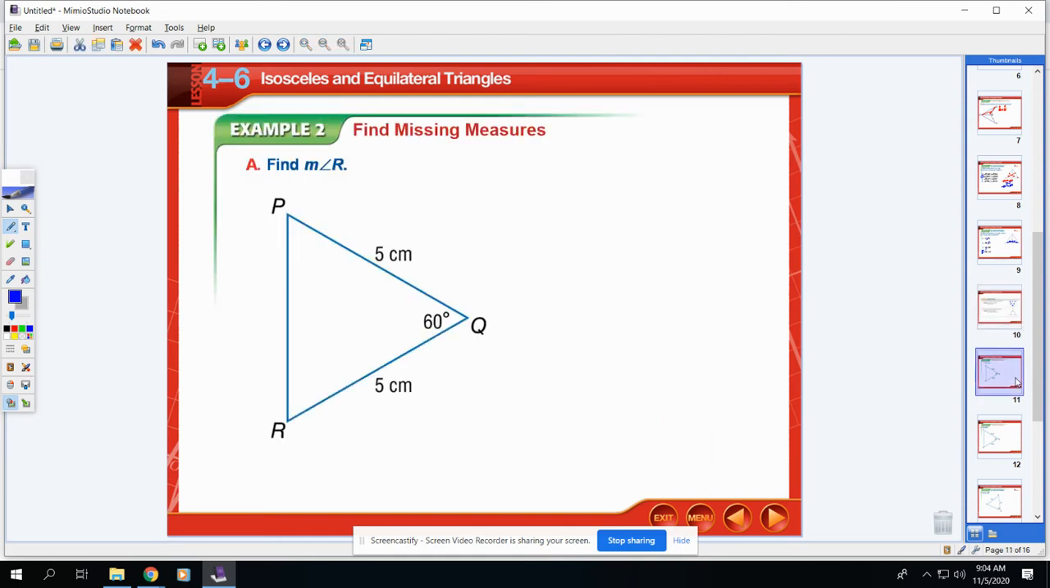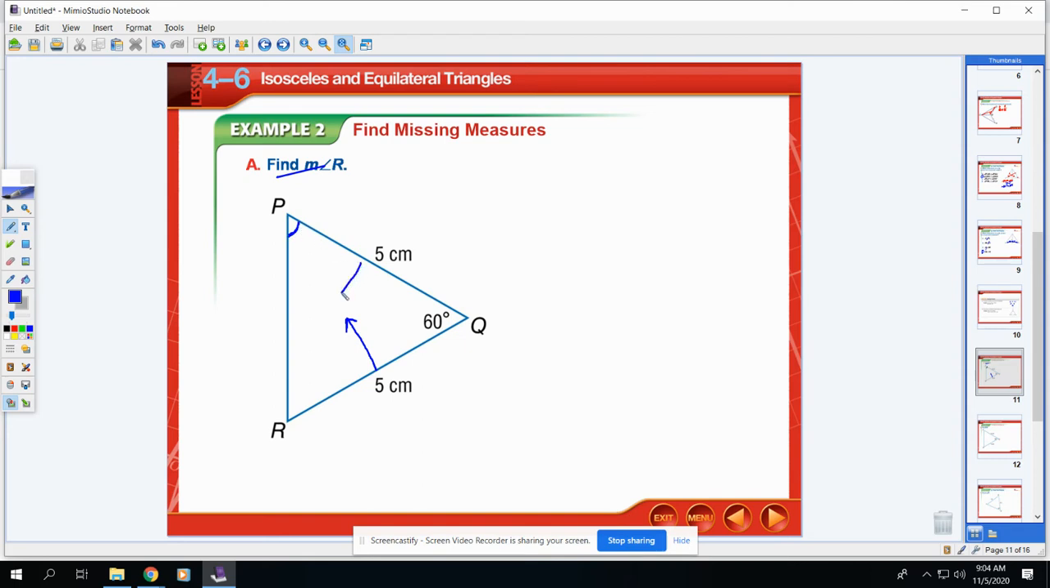So here, you've got to find the measure of angle R. If this is an equilateral triangle, we would definitely know what that is, but we can't be sure that this is an equilateral triangle. So we're going to look and see, hey, this is 5 centimeters, this is 5 centimeters. So we know that the angles opposite both of these sides will be congruent. The opposite angle of RQ is going to be the third letter of the triangle, angle P.